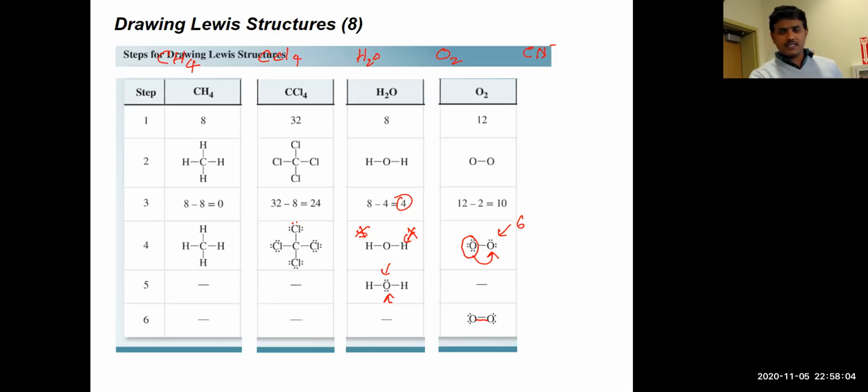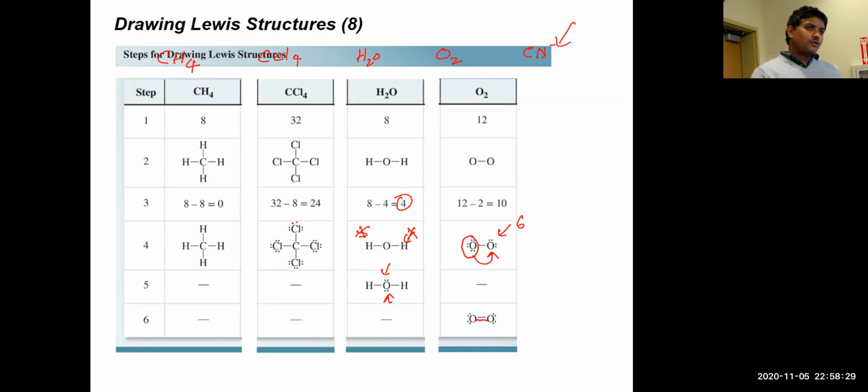So the last problem is CN-, and I want you to work it by yourselves. Let's see what you got. You should have a total of 10 valence electrons. Carbon has 4, nitrogen has 5, but because there is a negative charge, you should add 1 more electron. So 5 plus 4 plus 1 is 10. So 10 valence electrons, only 2 atoms here, so no central atom issue.